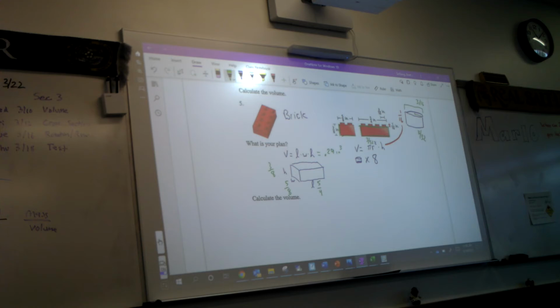So now I'm going to write out the volume here. The volume of one of the cylinders is pi times our radius squared, but our radius is 3 over 32. I'm going to square that. And then the height is 1 over 16. And then once we have that, whatever that is, we can multiply it by 8. Because there's 8 little cylinders.